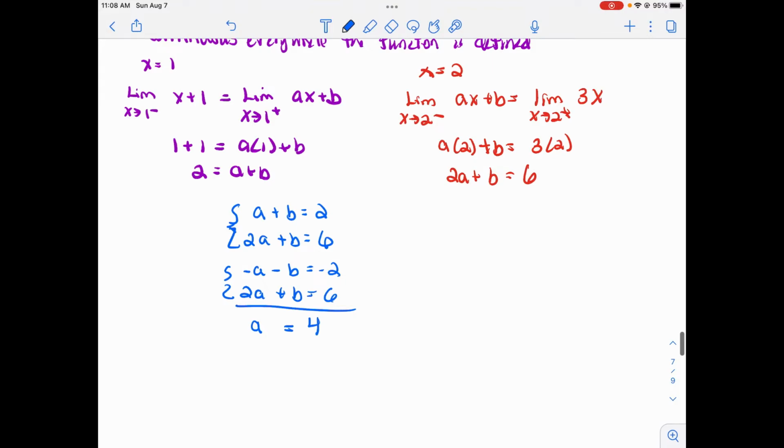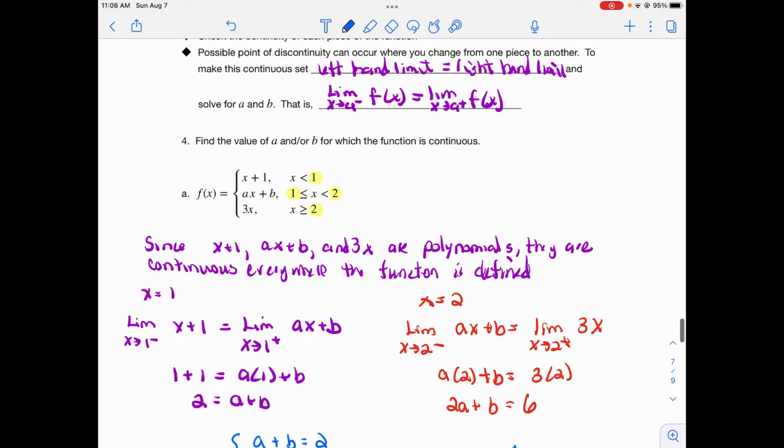If a equals 4, choose one of the original equations, and a is 4. So b is -2. So this function will be continuous if a is equal to 4 and if b is equal to -2. So if I replace a with 4 and b with -2, this piecewise function will be continuous everywhere.